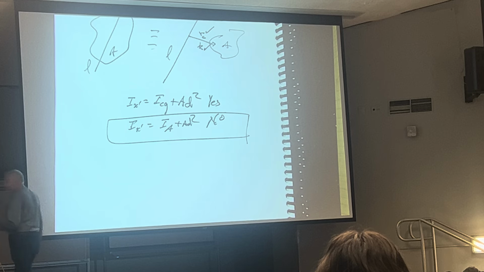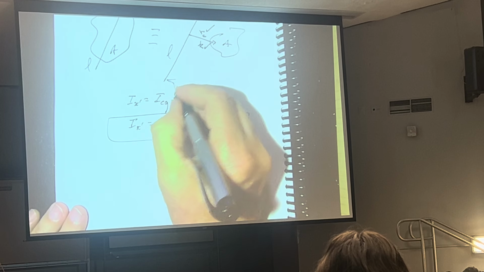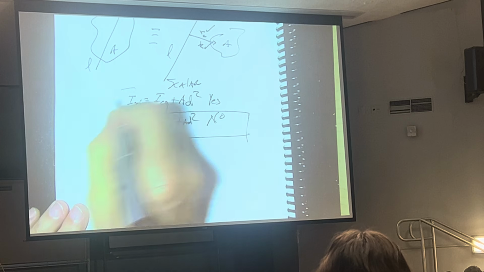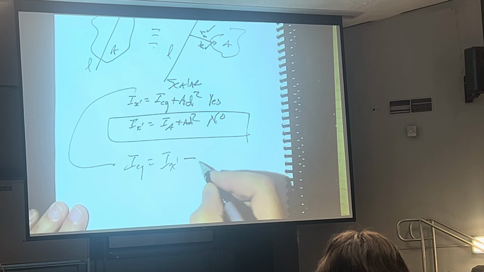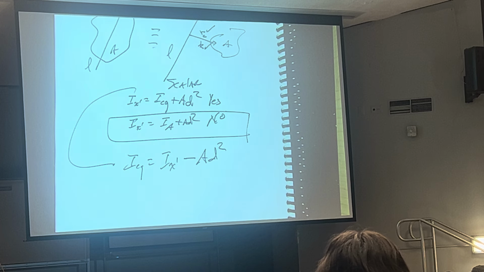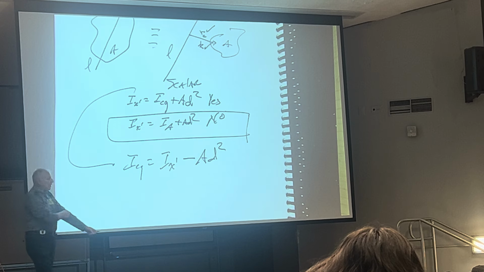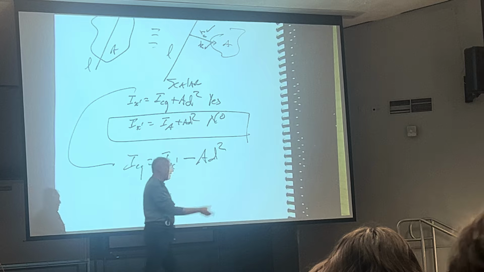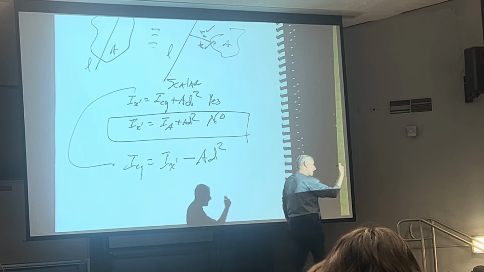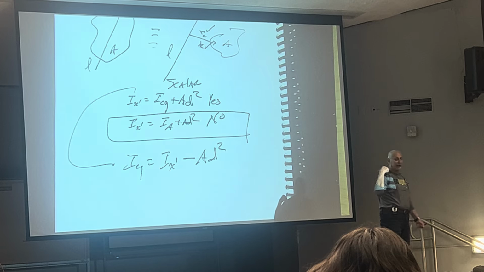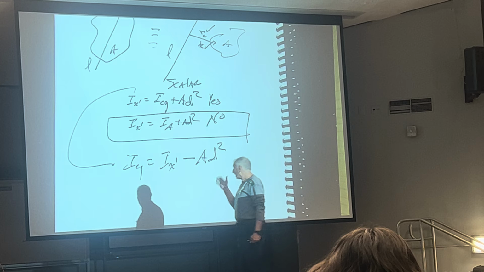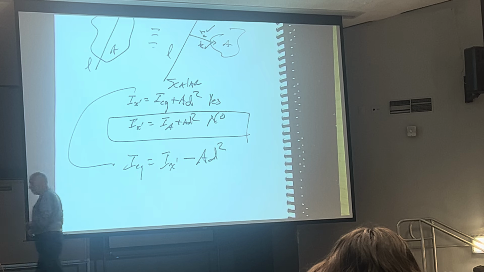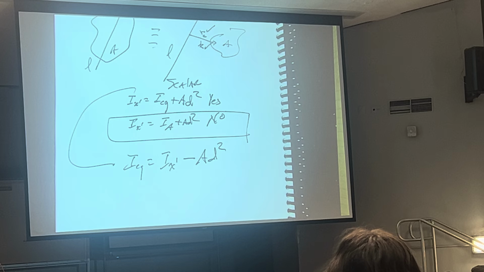This is a scalar equation. So I can rewrite this as ICG is equal to IX prime minus AD squared. So if I want to transfer from, let's say I know the I value about the X prime axis, if I want to transfer it to the CG, I can use that equation by subtracting AD squared. I can get the ICG. And you're going to do this a lot. A lot.